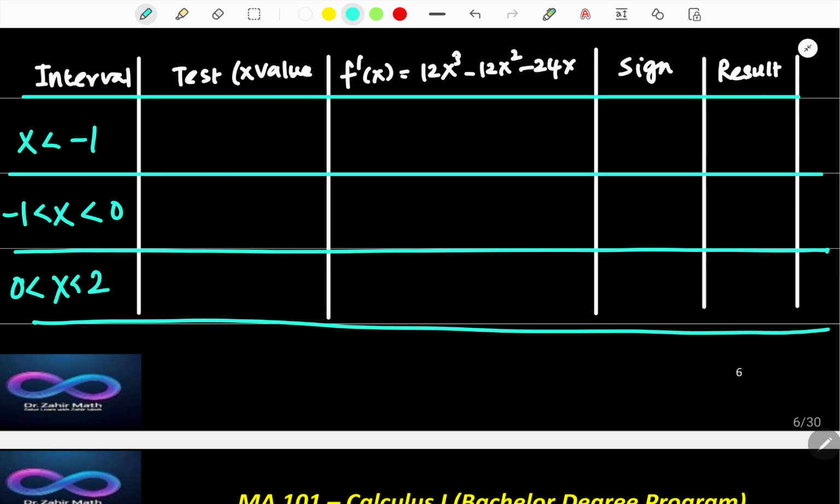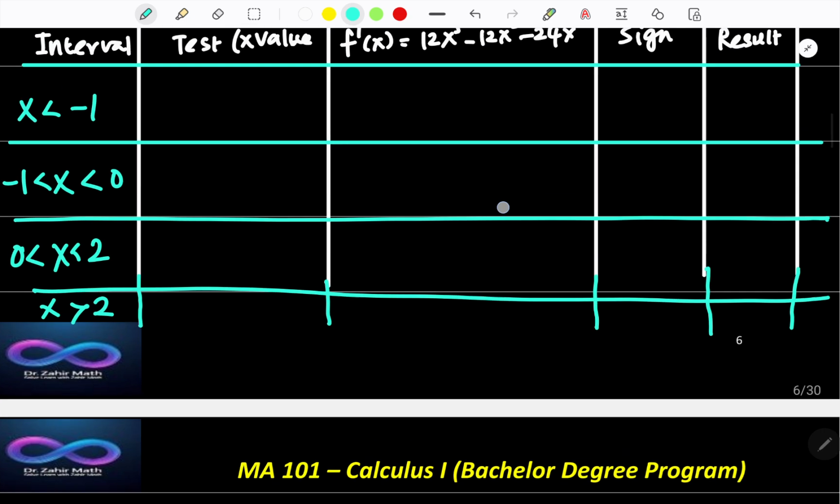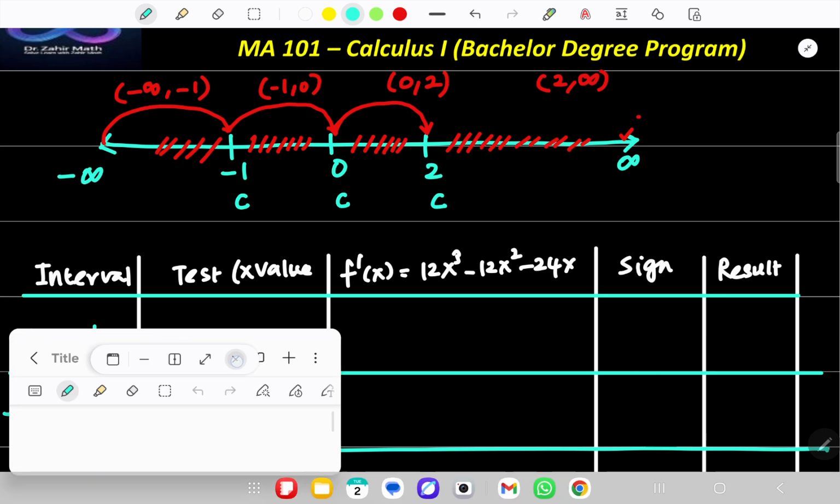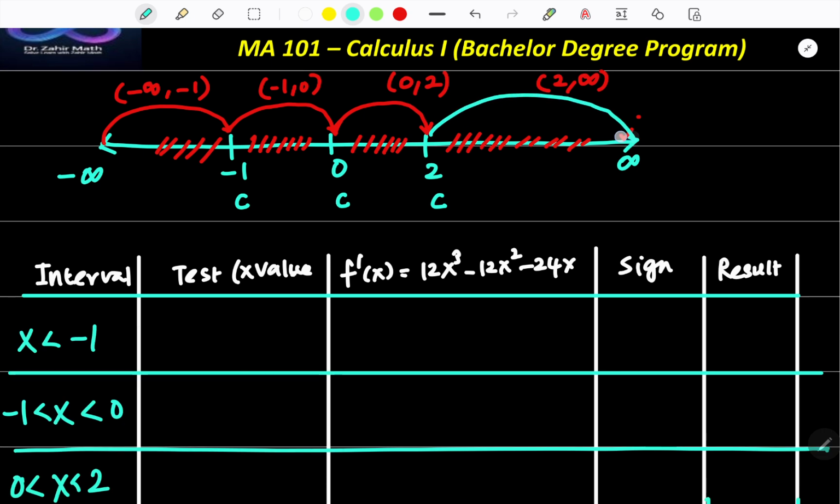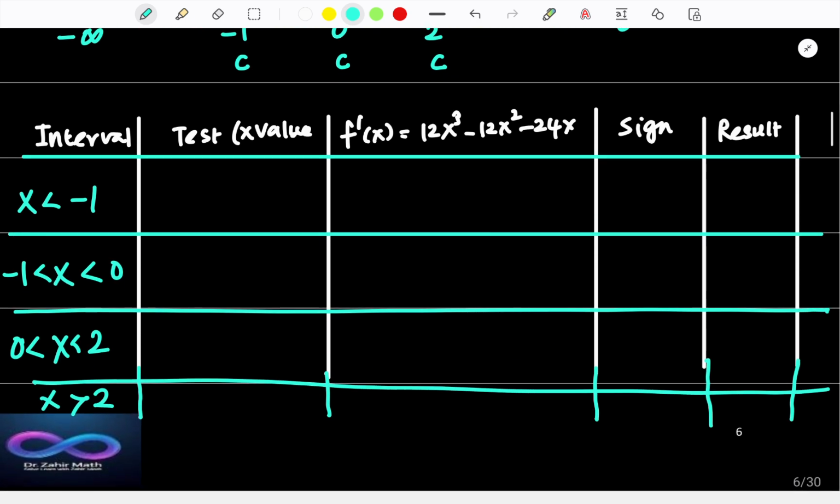Teacher, can I write it in bracket form? Yes. And then x more than 2. You can say it like that, no problem. X more than 2 you can also write. In the book it is already calculated, but we have to calculate, keep in your mind. Yes, 2 comma infinity is also calculated. X is more than 2.